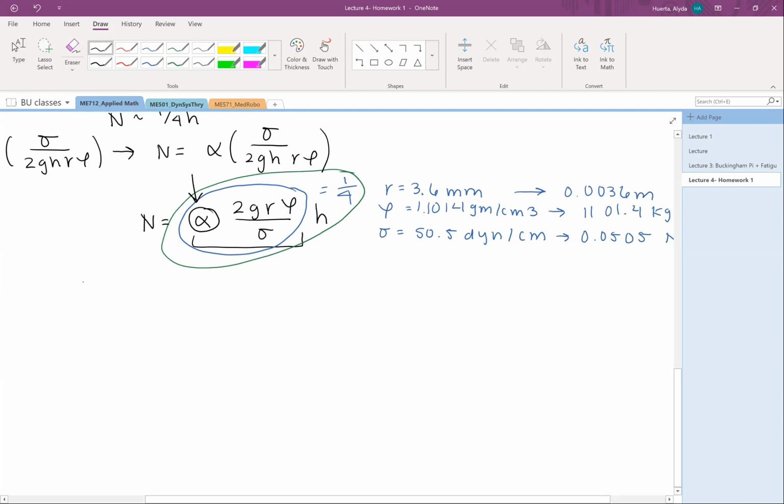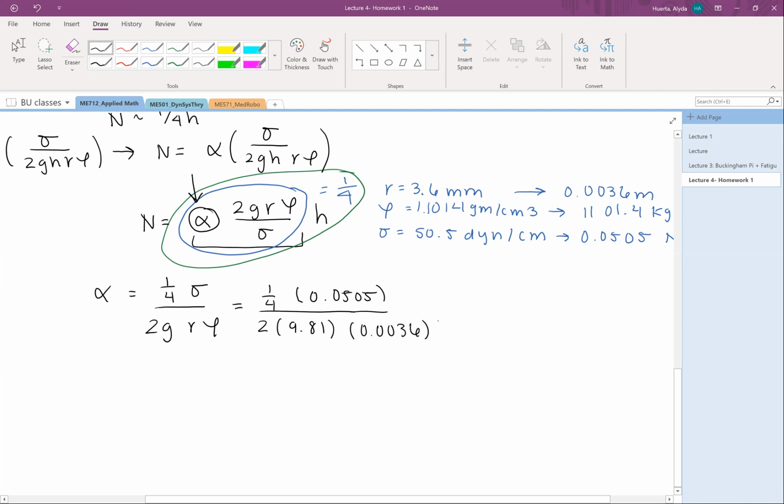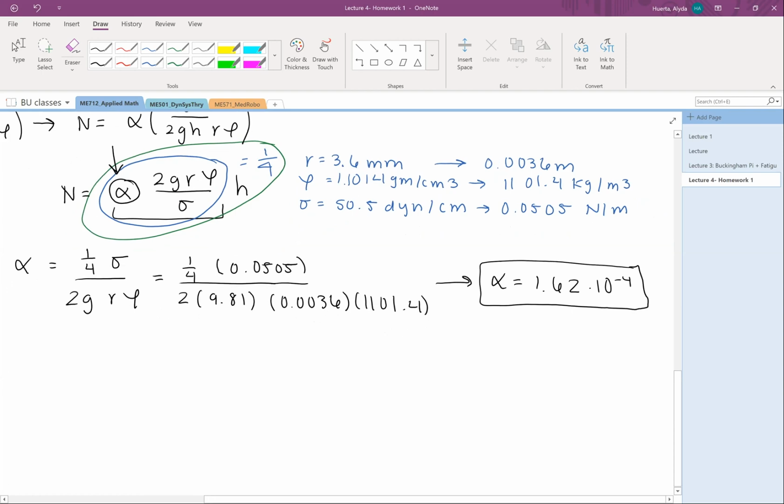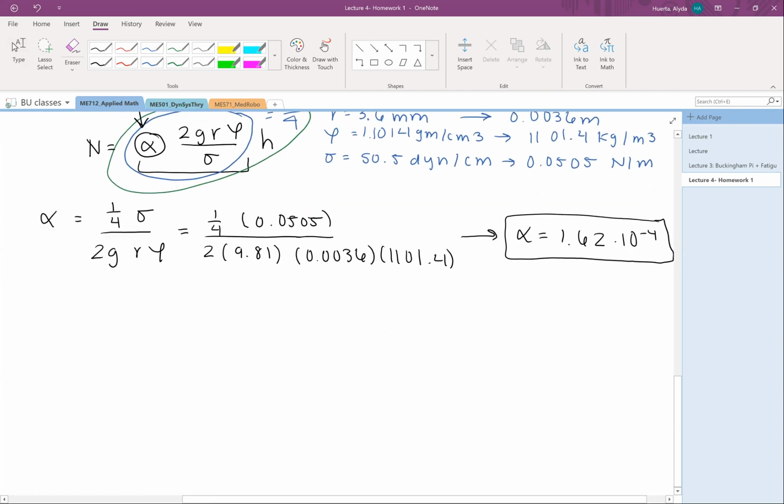So you get alpha is equal to 1/4 times 2GR over this, which is 1/4 times 0.0505 over 2. I approximated gravity as 9.81 times 0.0036 times 1101.4. So you end up getting alpha is equal to 1.62 times 10 to the negative 4th. And again, I might have gotten my math wrong. I didn't actually double check these conversions in math, but that's what I got.